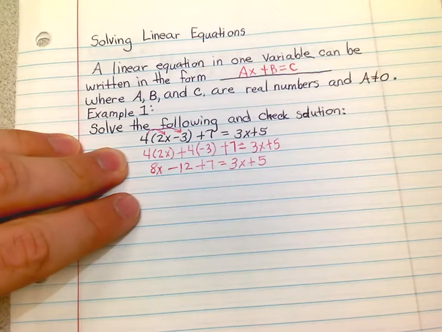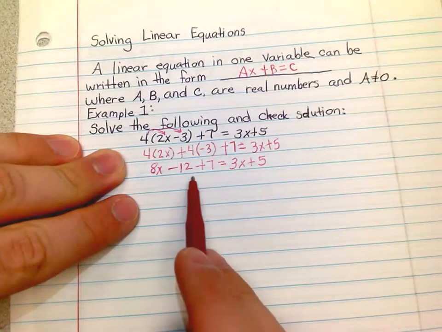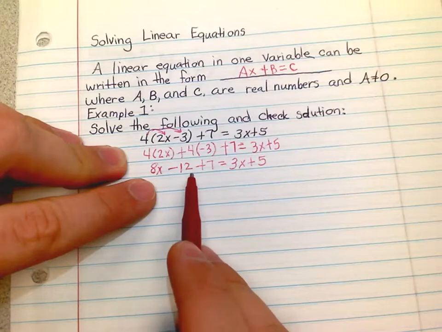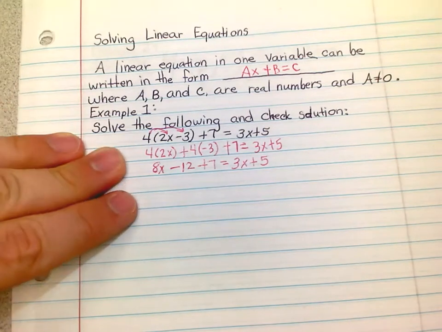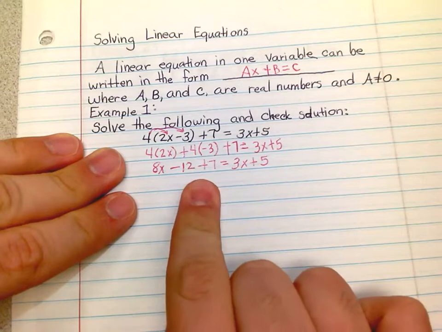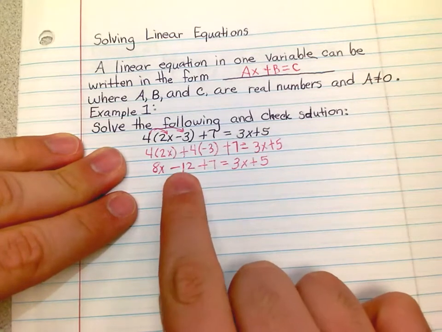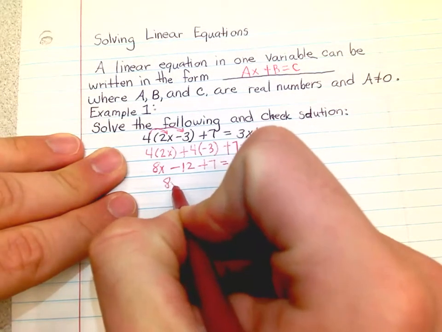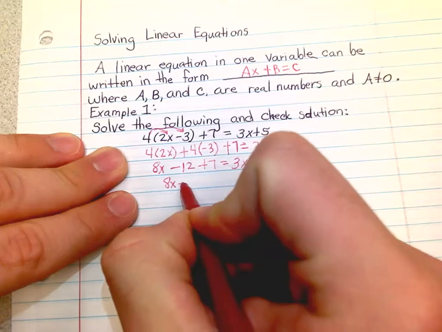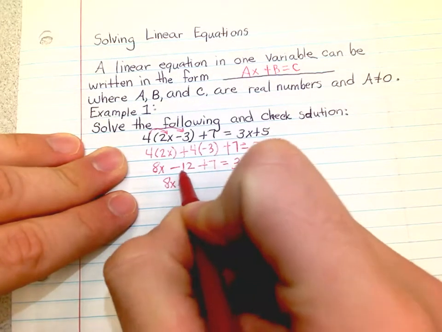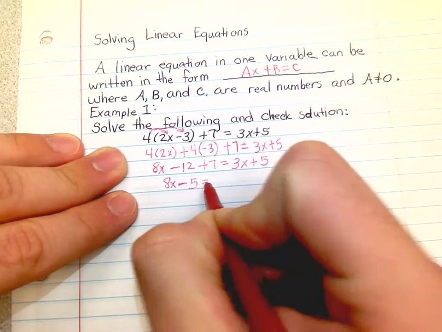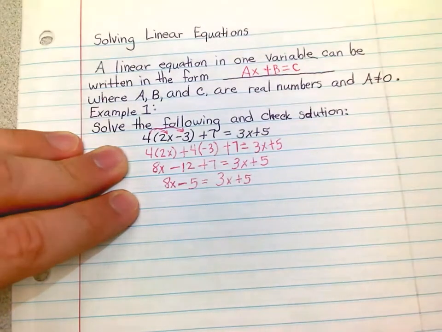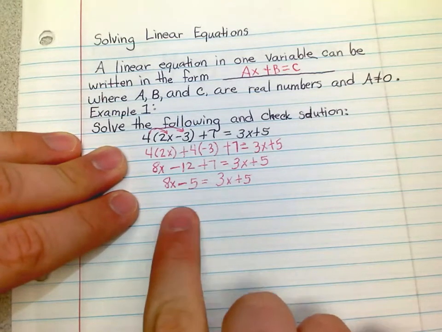Okay, now let's do something with this left side. This 8x we can't do anything with just yet, but we have a minus 12 plus 7. If we simplify that, we're adding a positive, and since the negative is larger, we're going to have a negative answer. So 8x, and then finally a negative 5 equals 3x plus 5.